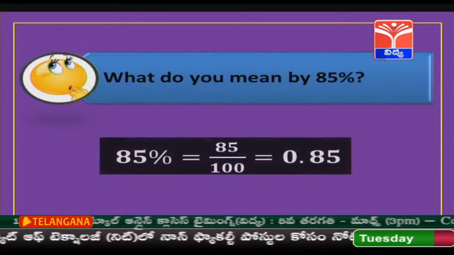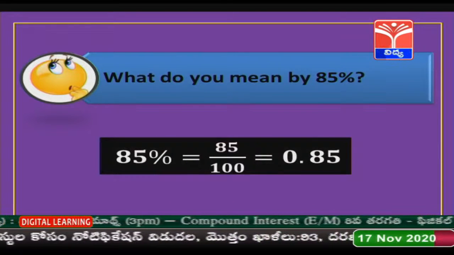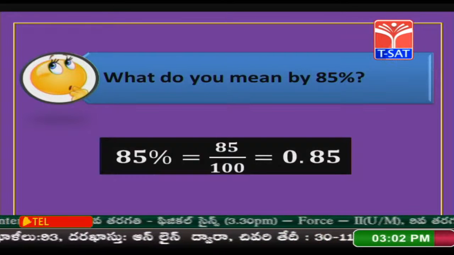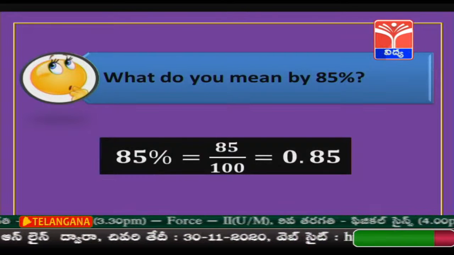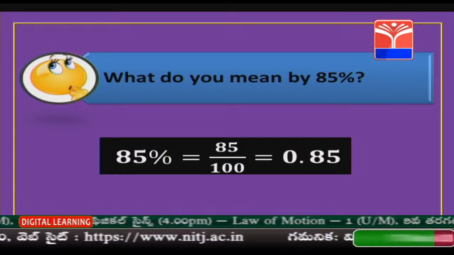You are right once again. 85 percentage means 85 out of 100, or it is 85 divided by 100. Now this can be written as 0.85 in the decimal form.